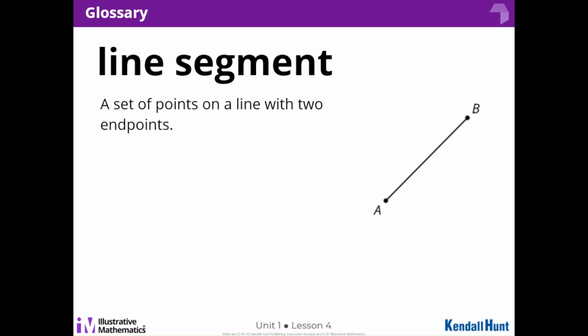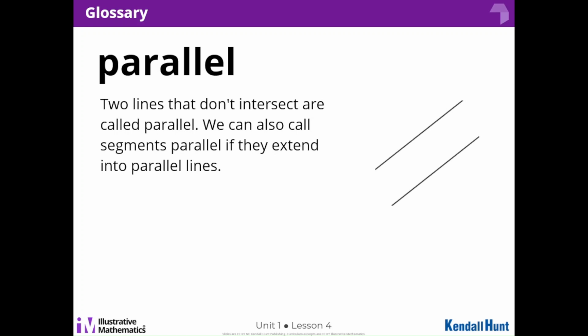Our next glossary term is line segment. This is a set of points between two named endpoints. So rather than a line that goes on for infinity in both directions, a line segment has beginning and ends, and we name those beginning and ends. The next glossary term is parallel. Parallel means we have two lines or two line segments that never touch each other.